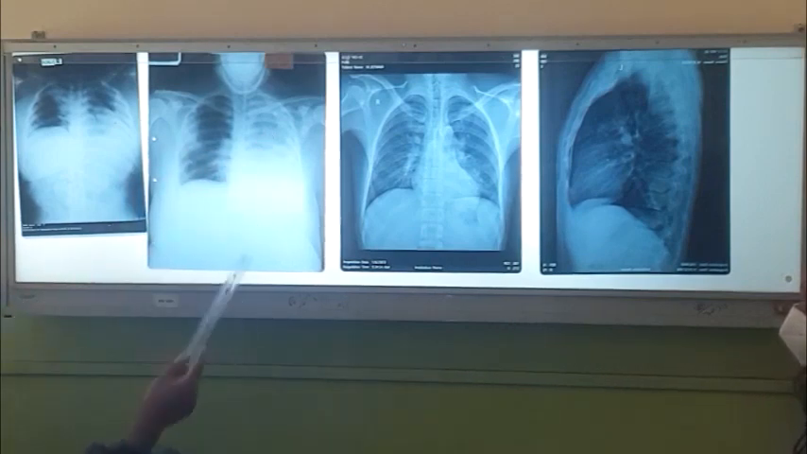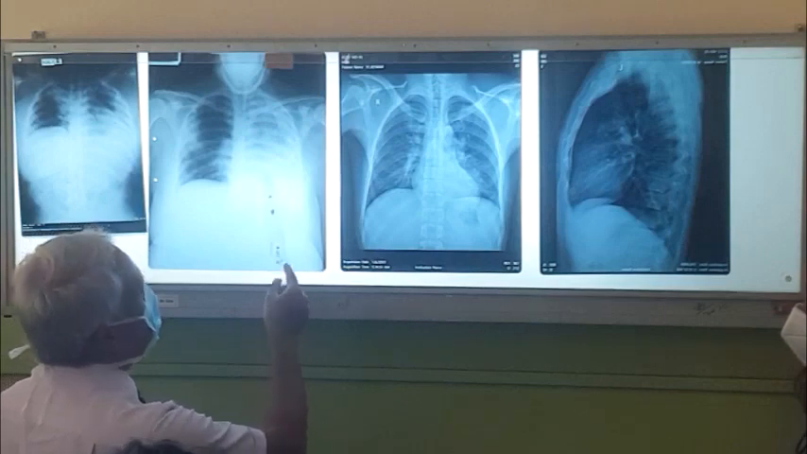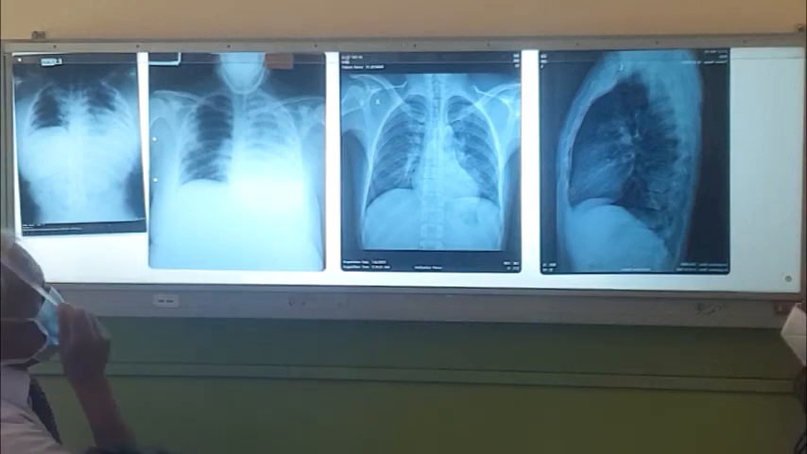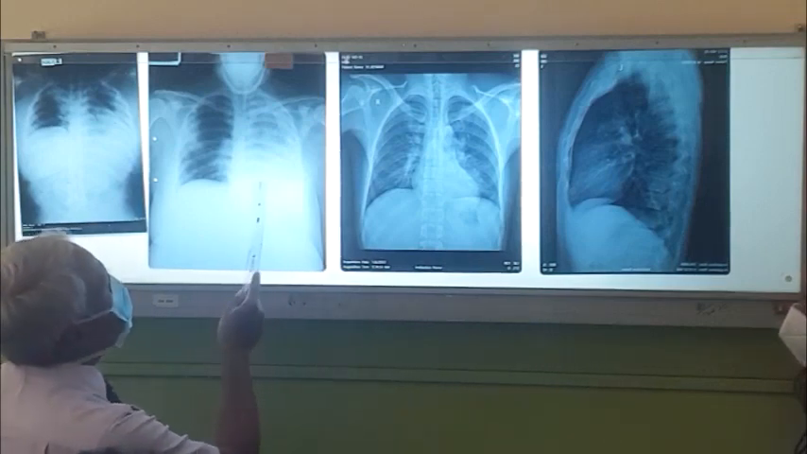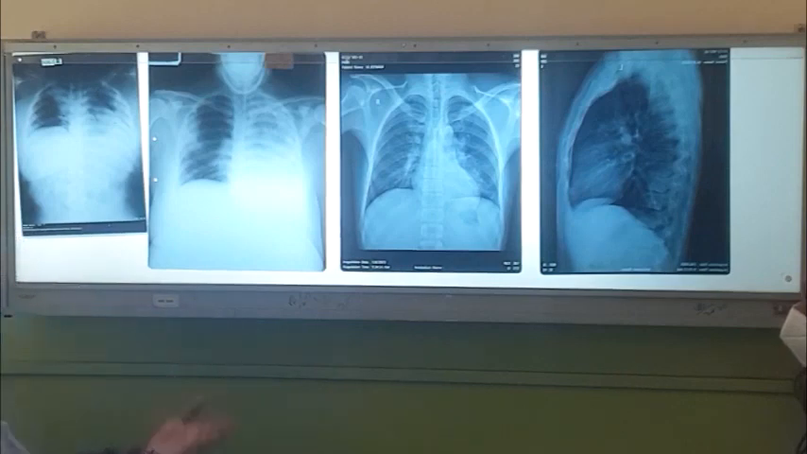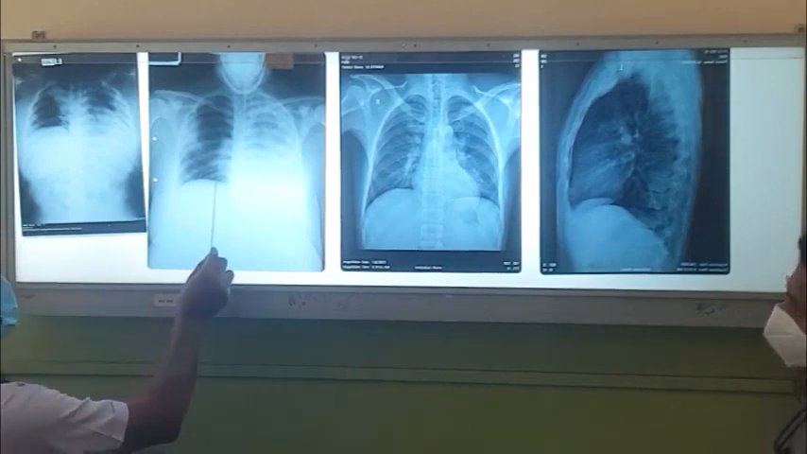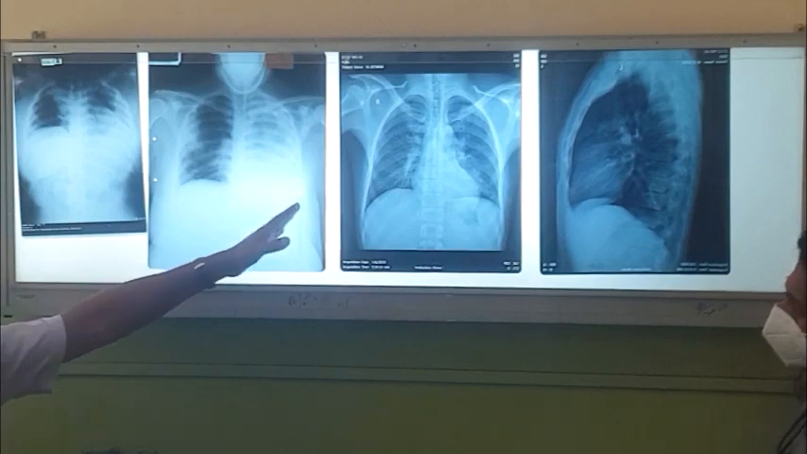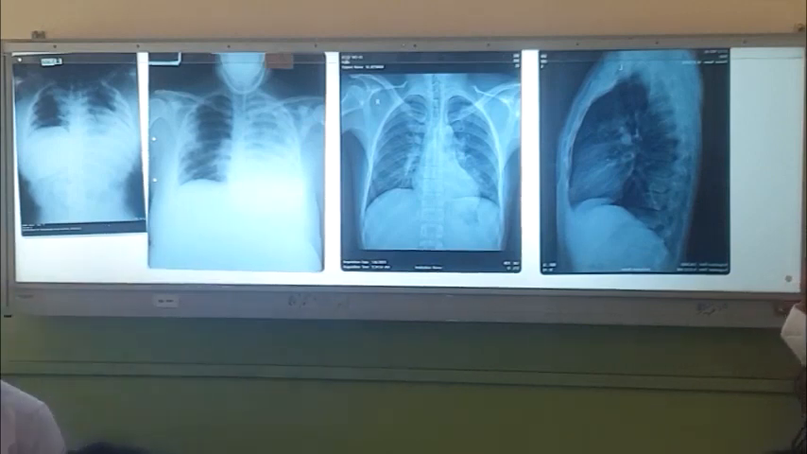In addition to that, this area is homogeneous opacity, whitish area there. Probably he is having pleural effusion there. You have to do ultrasound and see. And the heart shadow is shifted here. Maybe the left lobe is collapsing now. We don't know.